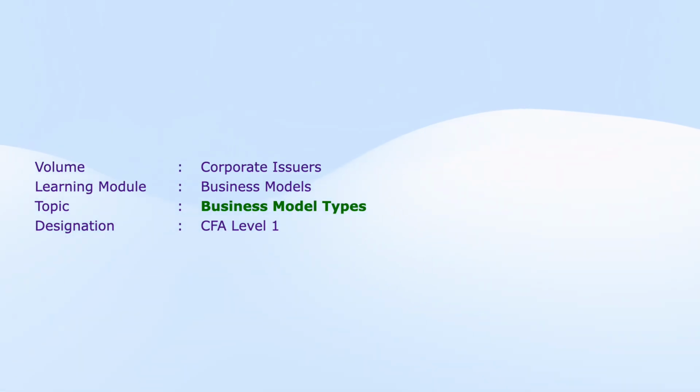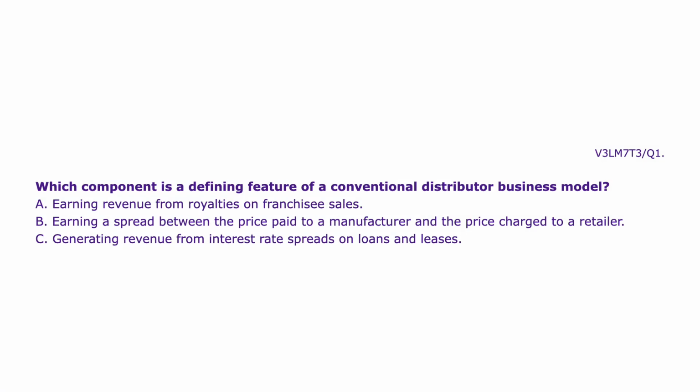Topic: business model types. Which component is a defining feature of a conventional distributor business model? A. Earning revenue from royalties on franchisee sales. B. Generating revenue from interest rate spreads on loans and leases. C. Earning a spread between the price paid to a manufacturer and the price charged to a retailer.